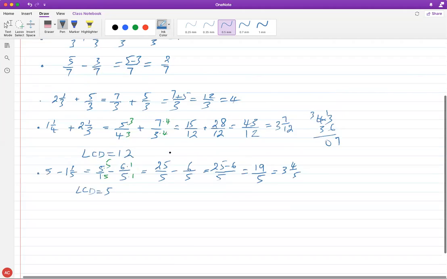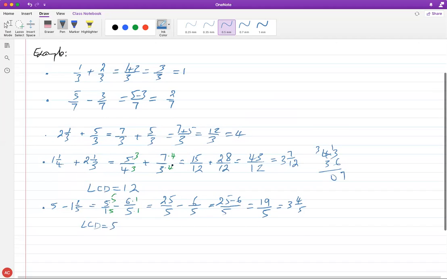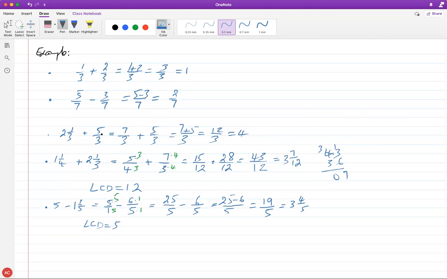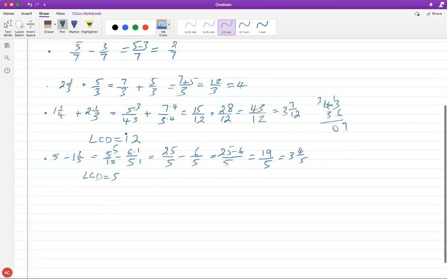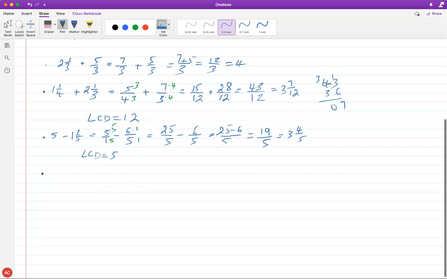Okay, so it's pretty much the same as before. We need the LCD, but before that, if you have fractions or mixed numbers or whole numbers, we need to convert them into fractions first. Any questions so far, everybody?